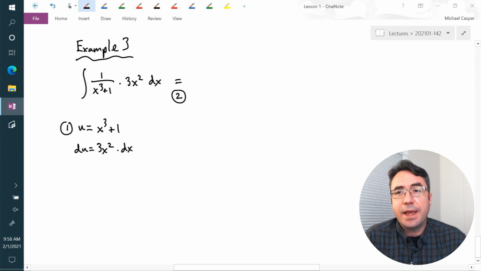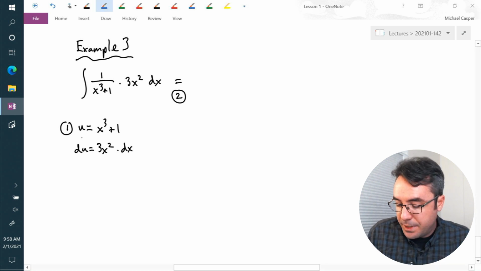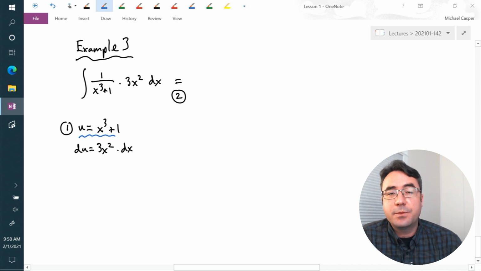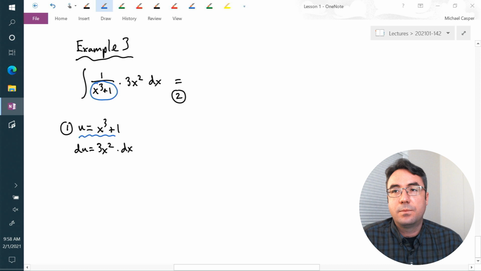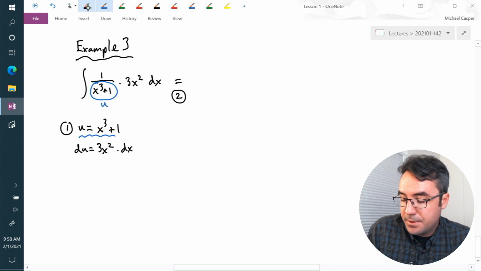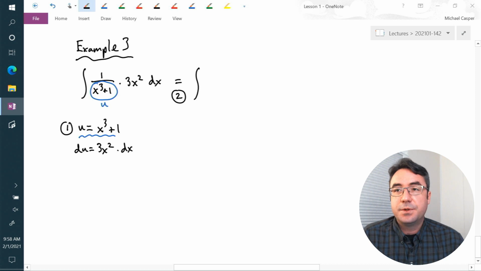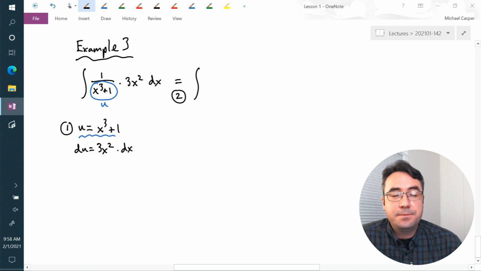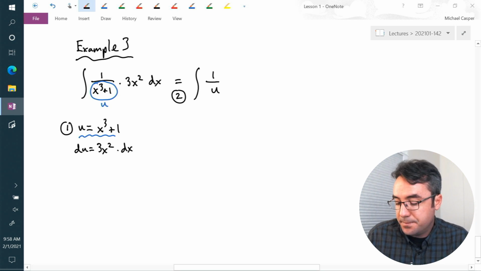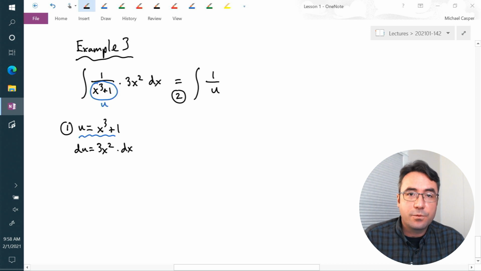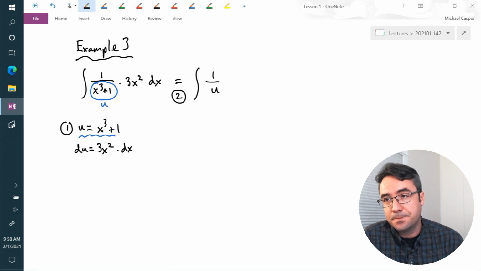So let's look at what we have. We know from our choice of u that wherever we see an x cubed plus 1, we're going to replace that with u. Right there is x cubed plus 1, so I'm going to replace that with u. Instead of 1 over x cubed plus 1, if I make that substitution, I'm going to have 1 over u. So I go from 1 over x cubed plus 1 to 1 over u.